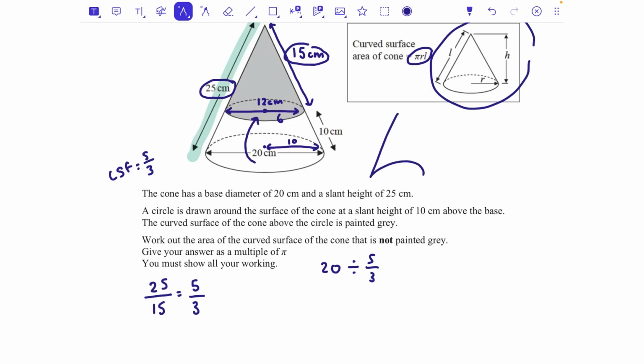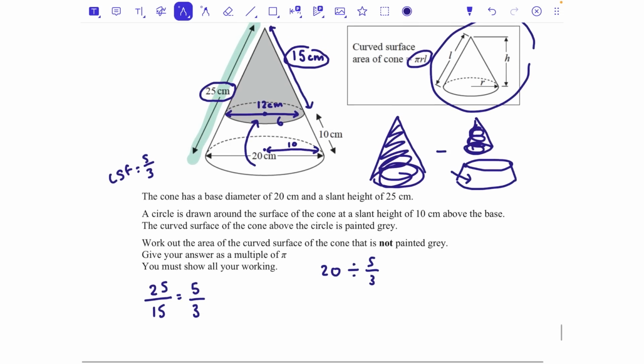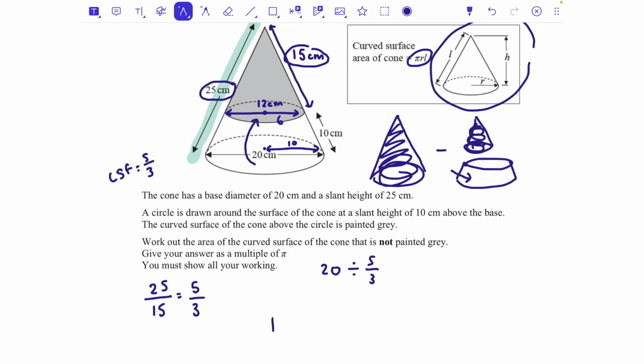We need to now do the curved surface area of the whole cone, subtract the curved surface area of the small cone, because what we're interested in is the curved surface area of the white bit, the bit that's left. So let's get the curved surface area of the whole thing first, and that's going to be pi times the radius, which is 10, times L, which is our slanting height, so that's 25. And we're going to subtract the curved surface area of the smaller cone, which is pi times the radius of the small cone, which is 6, times the slanting height, which is 15.